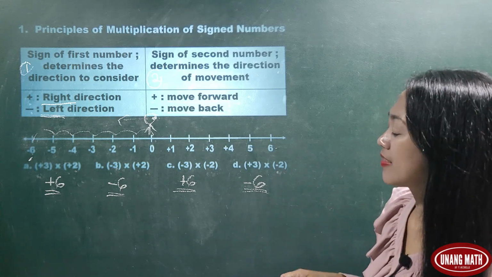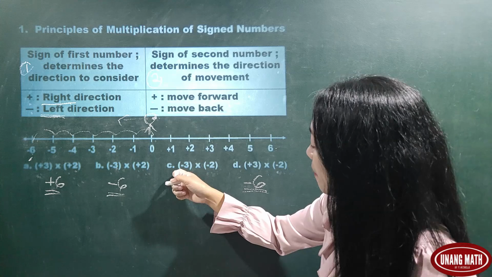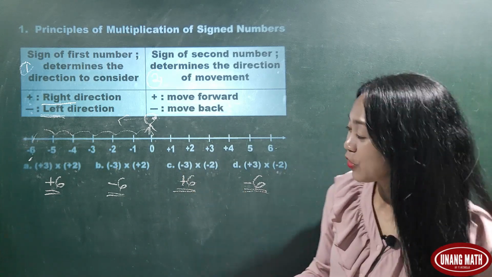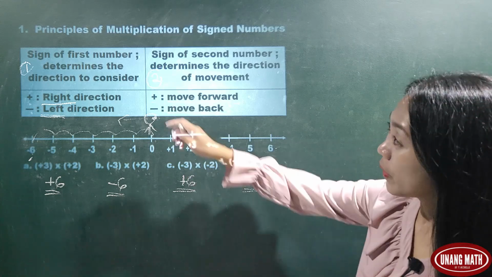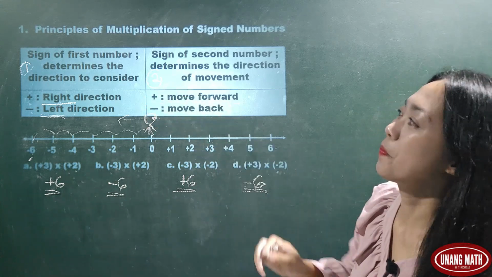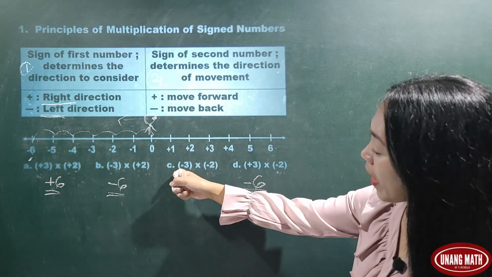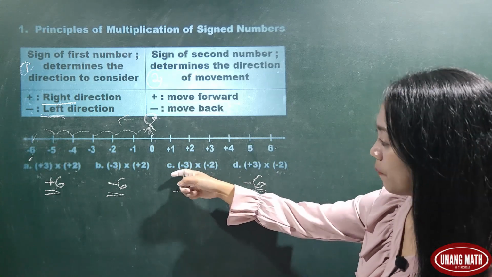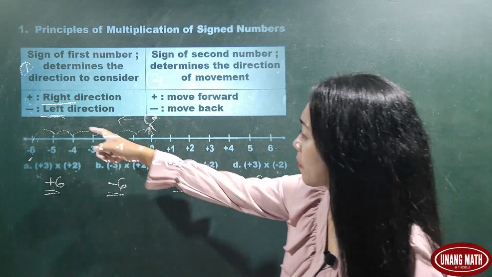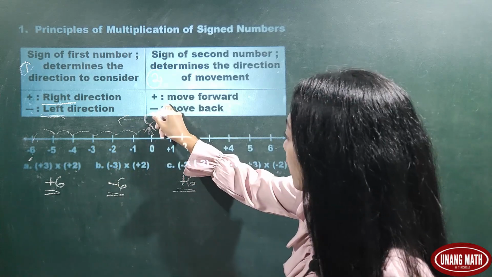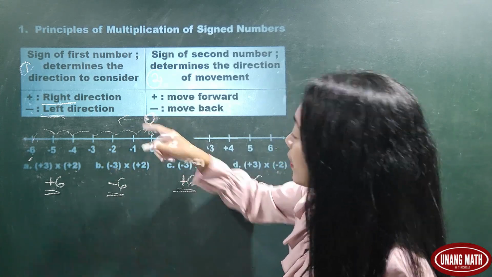Some students ask why a negative number times a negative number is a positive number. To answer this question, we need to go back to the two principles of multiplication of signed numbers. So we have here negative 3 times negative 2. The sign of the first number is negative, so we need to consider the left direction. Okay, so we put the point here.